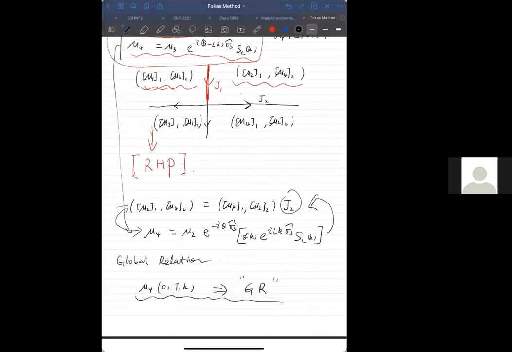Fourier transformation only solves the Cauchy problem. The boundary problem, I think, is very hard to solve using the Fourier transformation. But here the Fokas method can solve both the Cauchy problem and the boundary value problem. This is what I understand. This is just my understanding.